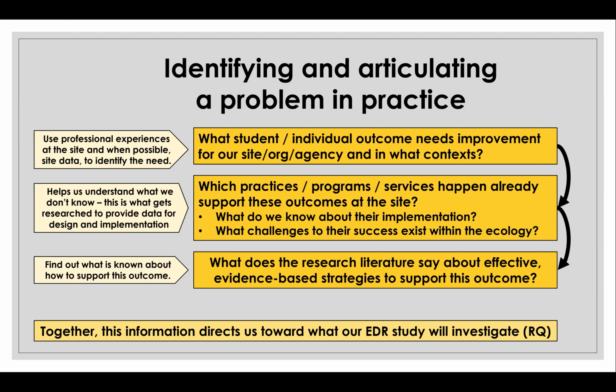So then we say, okay, what practices, programs, or services happen already to support these outcomes at the site? So in this example, my 18 to 21 program, what are we doing right now that contributes to our young people reaching competitive integrated employment after they graduate our program? What challenges to success exist in our current ecology? So we've got our program and our work sites, and we're working with students to build, let's say, specifically focusing in on their work readiness skills and their occupation specific skills. So soft skills, interviewing skills, all of that, but also some task management, things like that.